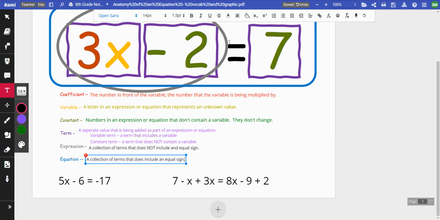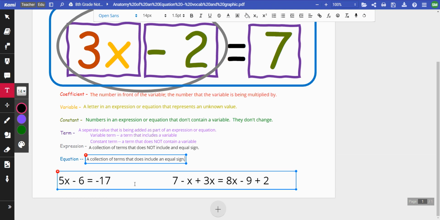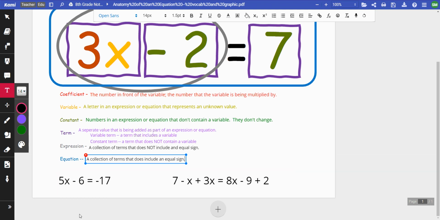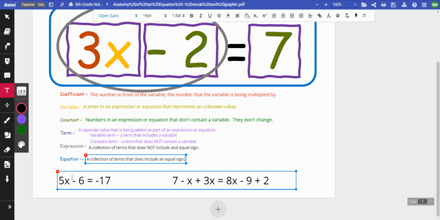But the thing that you need to understand is the equation is the whole thing when it has an equal sign. The expression is just one side of it, or we could just have something that said 3x minus 2, and that would be an expression, or just 7, although I would just call that a constant. So here are some practice ones. Let's see if we can figure some stuff out together here.